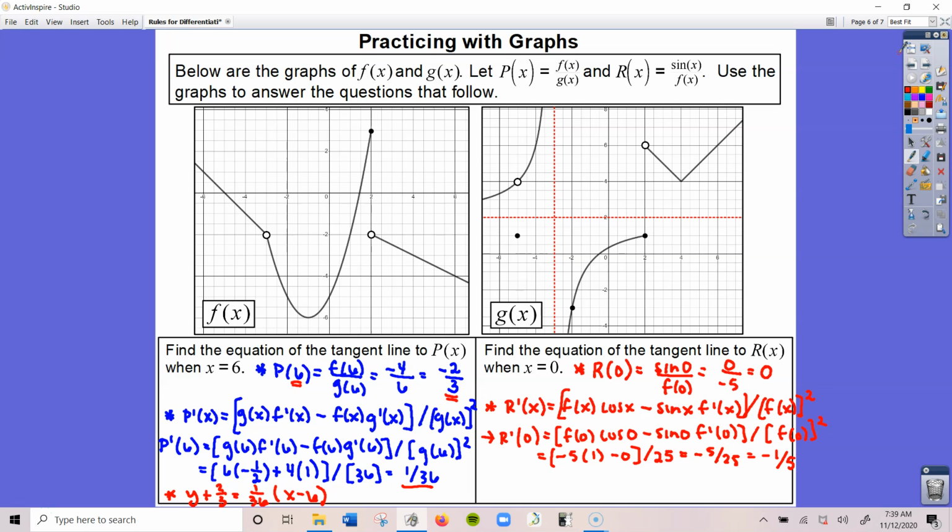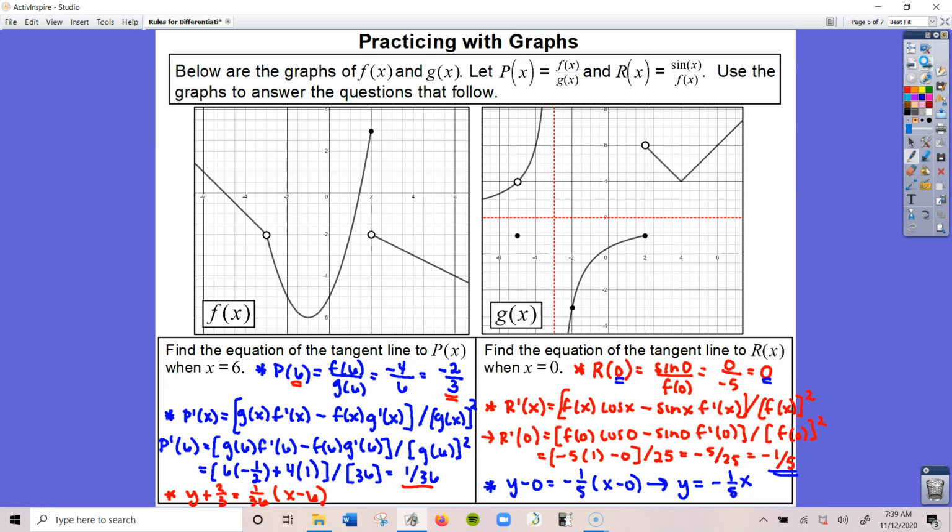So now I have all my information. I have my point of tangency once more, which is (0, 0), and my slope of tangency, which is -1/5. So my equation is y minus 0 is equal to -1/5 times x minus 0. Now you can leave your answer like this, or because of all of these zeros, you can also say that the equation is y equals -1/5 x, which is also an acceptable answer.